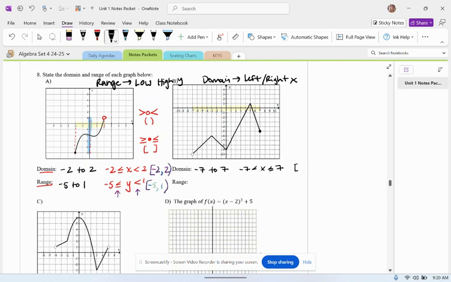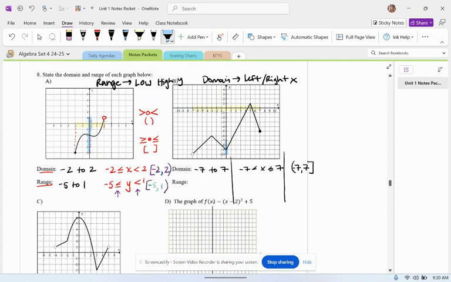Oh, hold on. I'm going to change that because we're not including -7. It's an open circle. So it would be parenthesis -7 going up to +7 with a closed parenthesis. So then for range, I'm going to start from the lowest point.